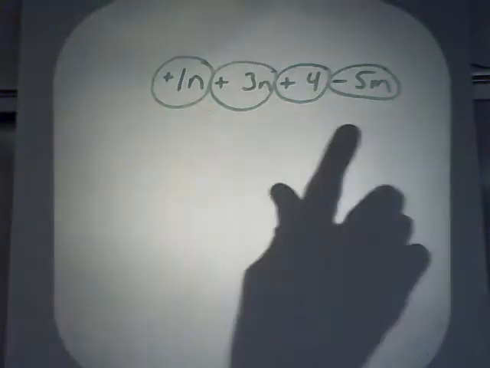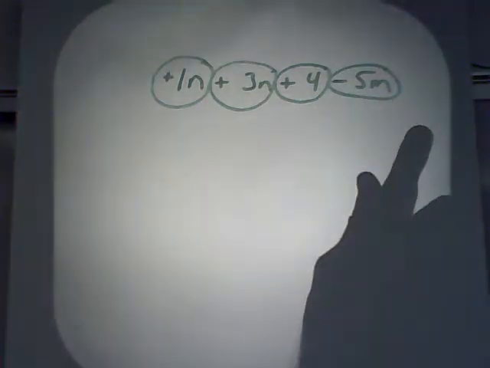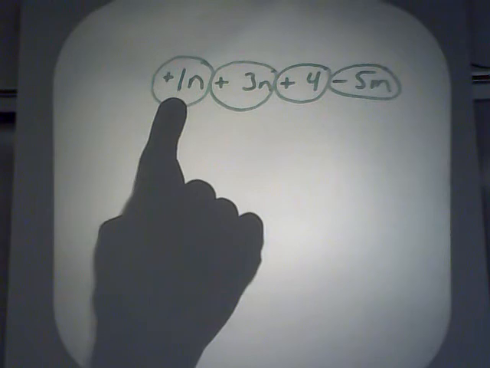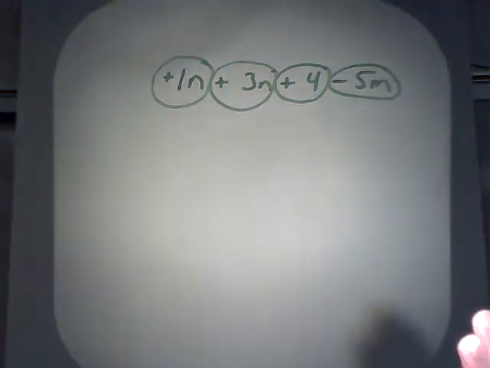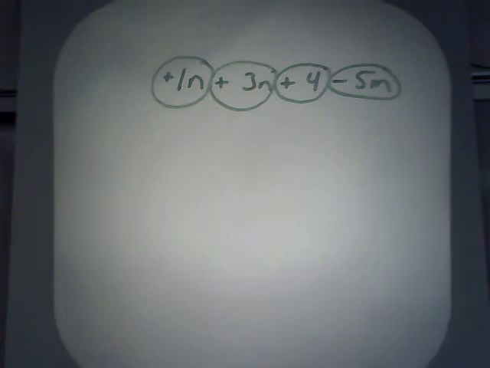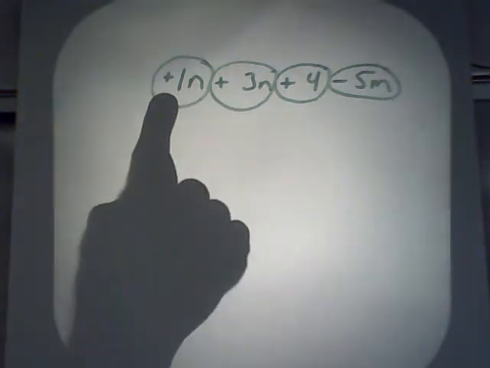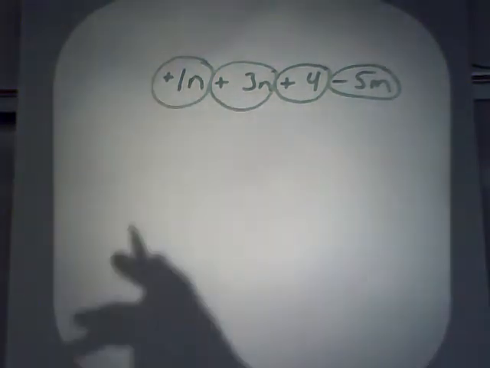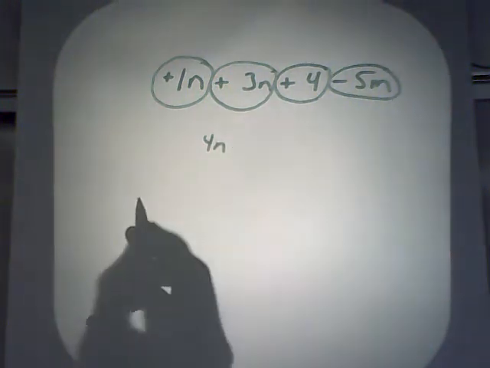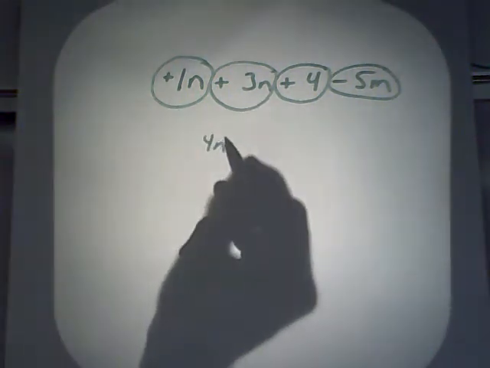Okay, so let's go ahead and put some stuff together. Let's start with, let's see, I got a 1n and a 3n. When the signs are the same, we add. When the signs are different, we subtract. Then most important, keep the sign of the bigger looking number. Okay, so we got a 3n and a positive 1n. My signs are the same, so I'm going to add. Keep the sign of the bigger looking number, so it's a positive 4n.